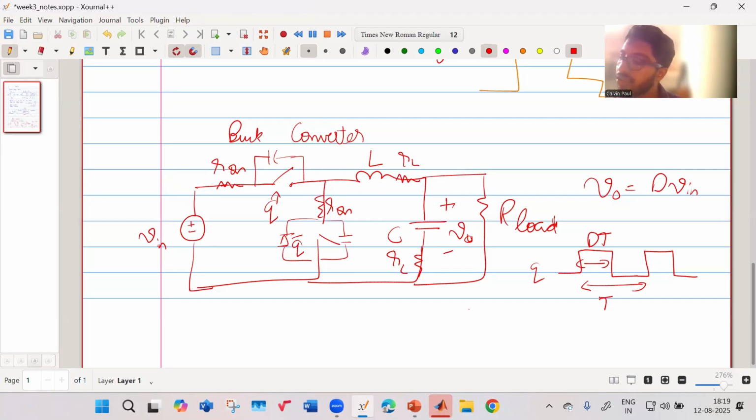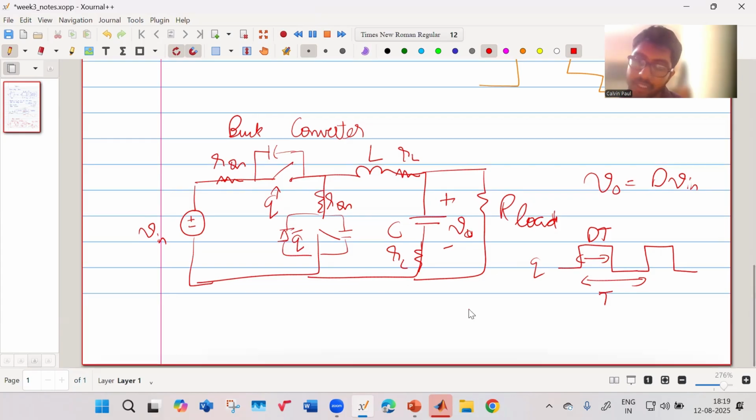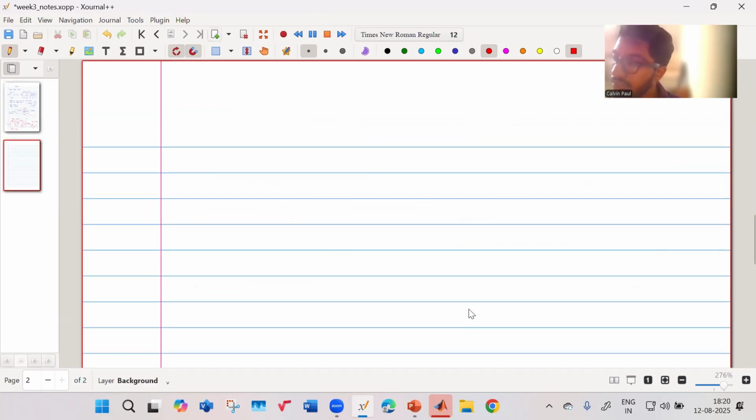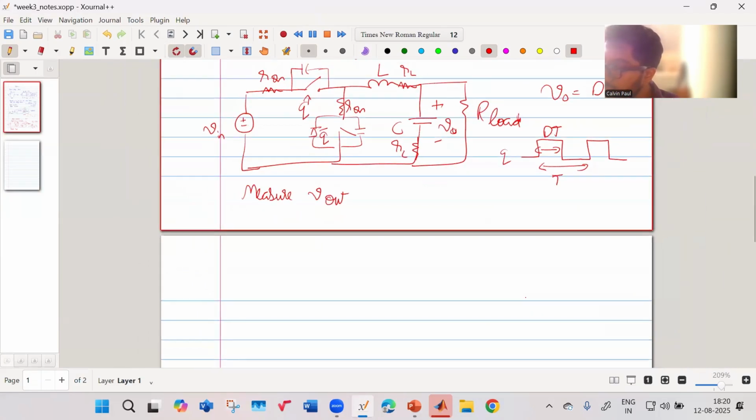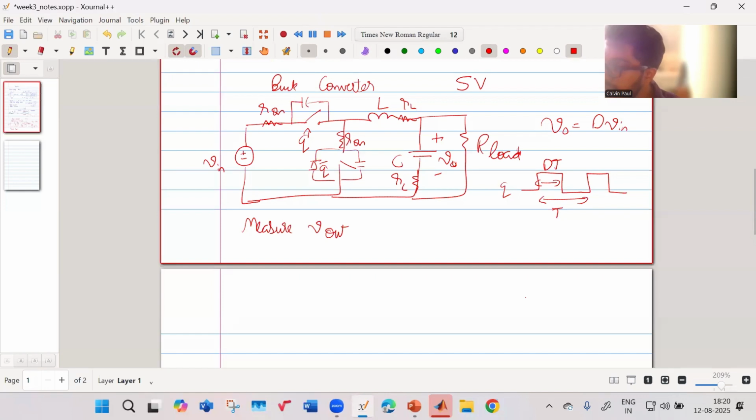Let me first start with feedback control and then I will talk about feed forward control, so that we start with the basic thing. What you do is you measure V output, and you have some reference value. Say you want your V output to be 5 volt. Let me go to the next page. Hope this is visible.